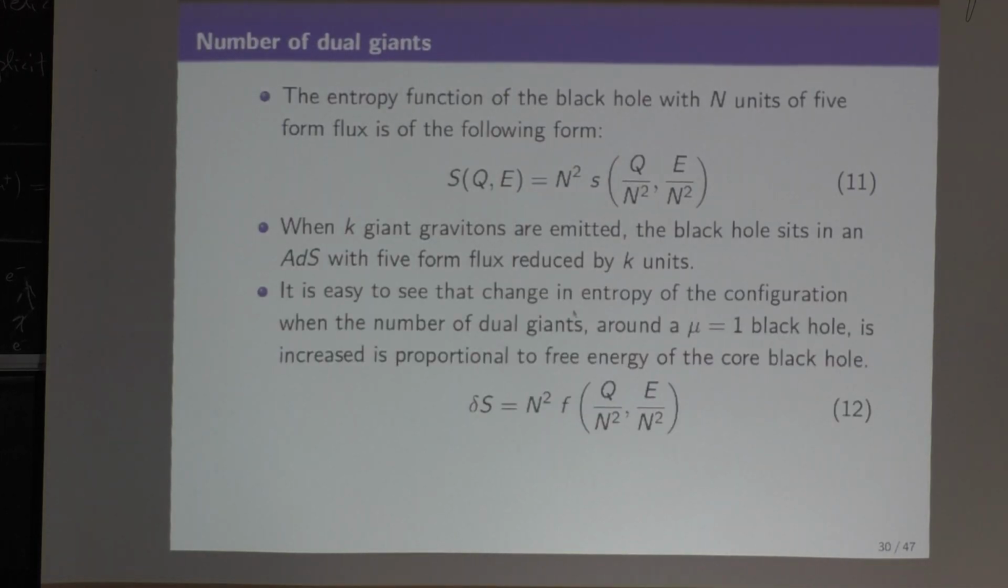Why? Because the entropy of the black hole is of this form: N squared times some function of Q by N squared and J by N squared. This capital N is the amount of five-form flux near the black hole. So as you keep on emitting dual giant gravitons, this factor decreases, and that's why the entropy of the black hole decreases if you keep on emitting more and more dual giant gravitons.